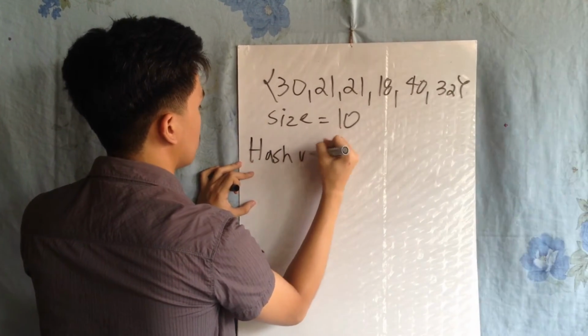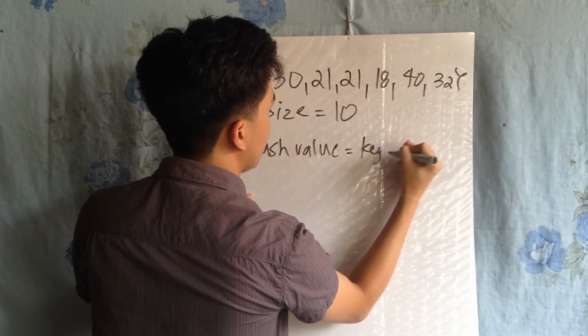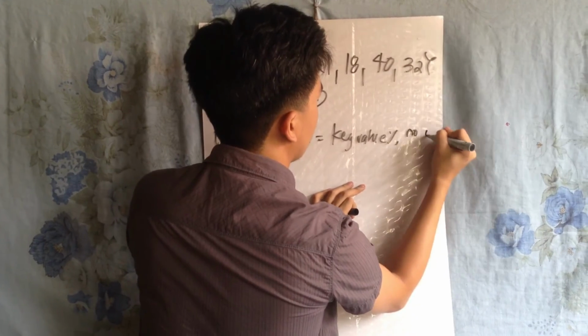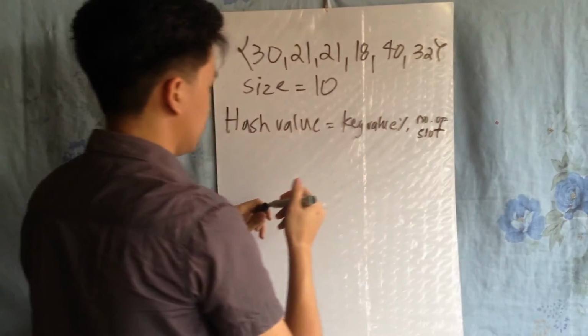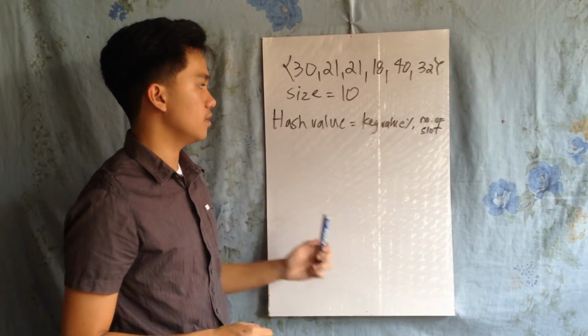So para makuha kung saang hash value mapupunta yung mga key value, kailangan natin ng computation na hash value is equals to key value modulo number of slot. So, ayan yung computation natin.